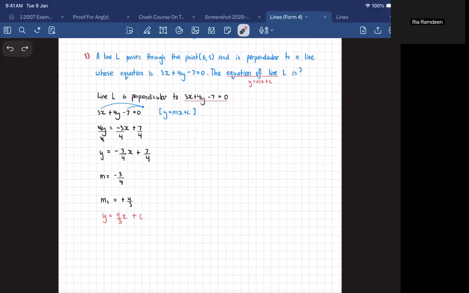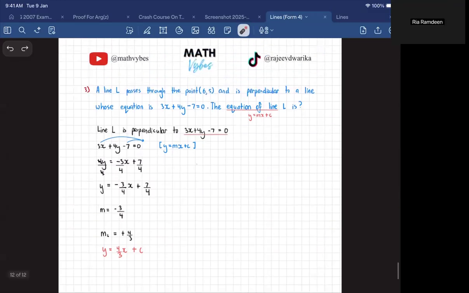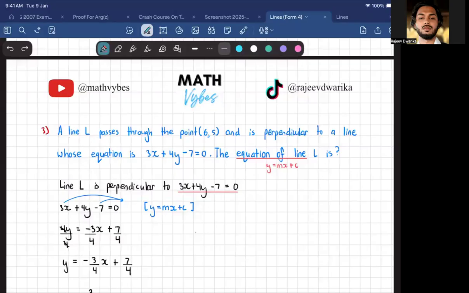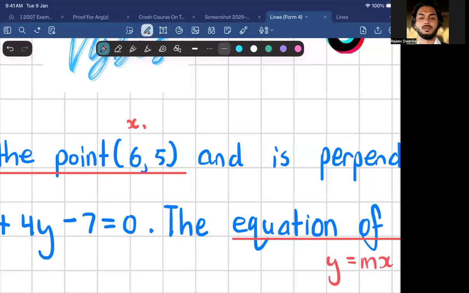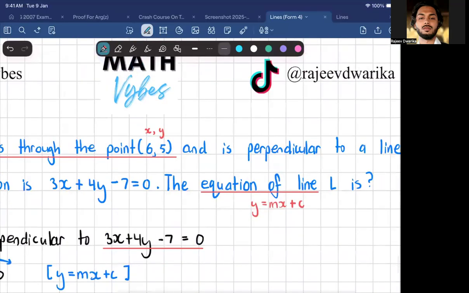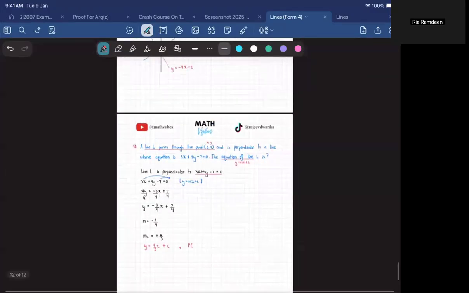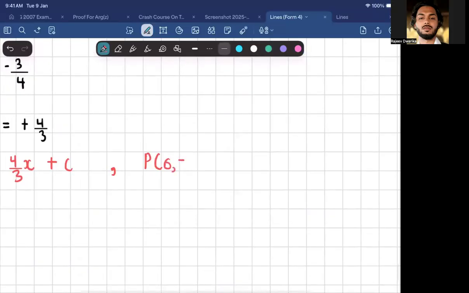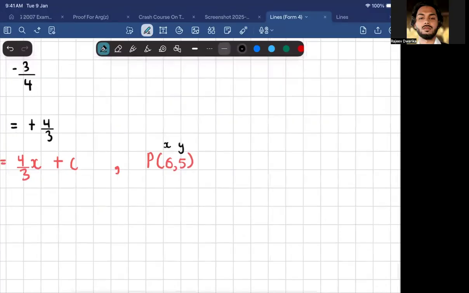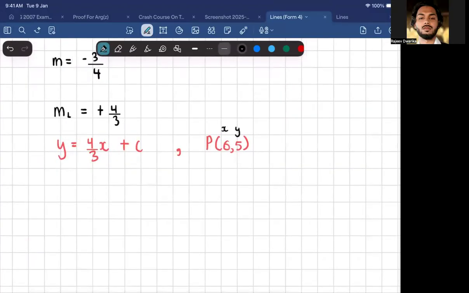Ria, remind me, a point is made up of a what and a what value? The x and a y value. Yes. And they are telling us that line L passes through the point 6, 5. So remember x comma y. So you still think we don't have a point? We have it. The point was 6, 5. Great. From that, we could get an x value and a y value. So what do you think I'm going to do with that x and y value now?